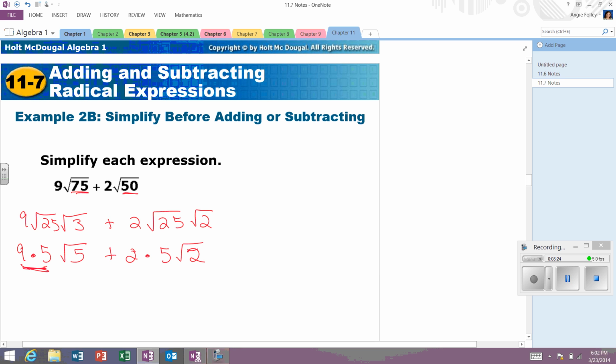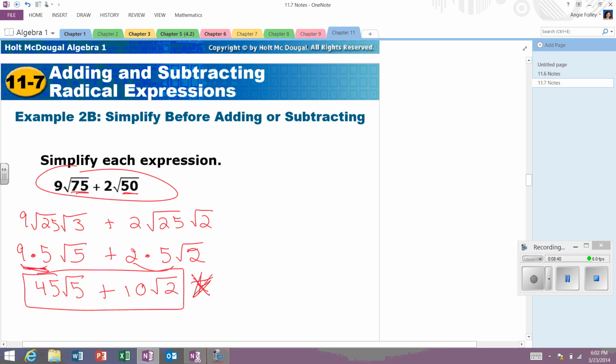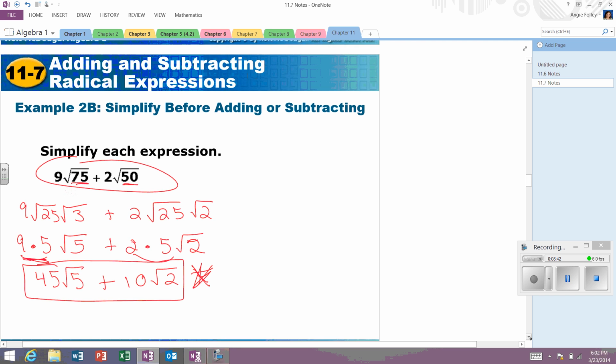So now we have to do 9 times 5, which is 45 radical 5, plus this one, which becomes 10 radical 2. Now, we don't have the same radicand, so we can't combine these any further, but you should leave them in the simplified form. You can't just say, oh, this is your final answer. You want to get them into the most simplified form. We just can't add them any further.